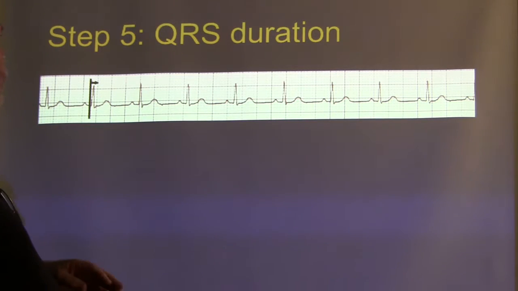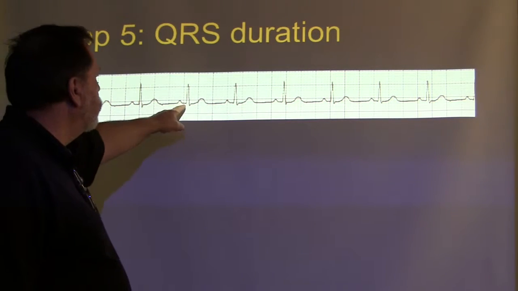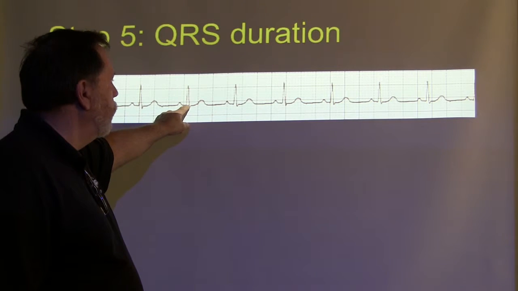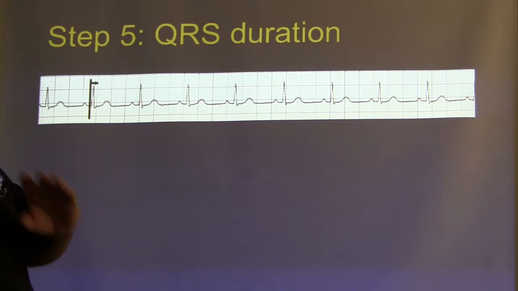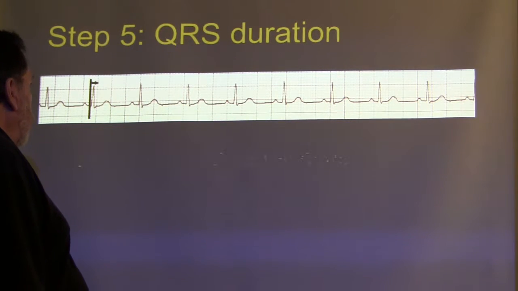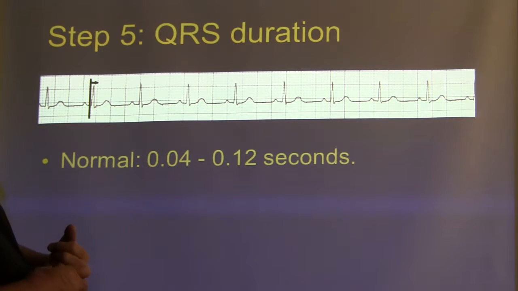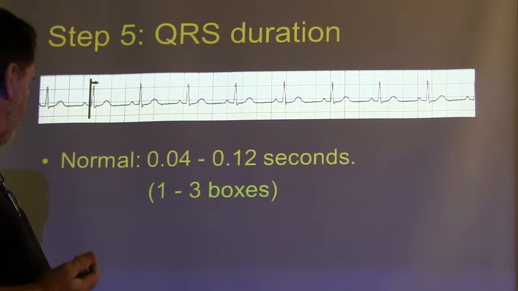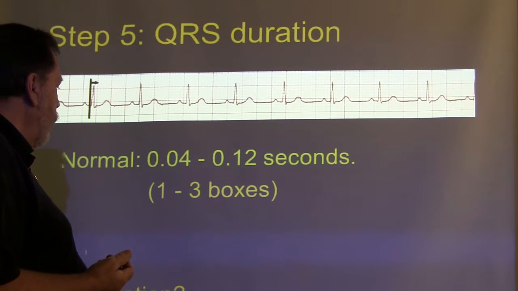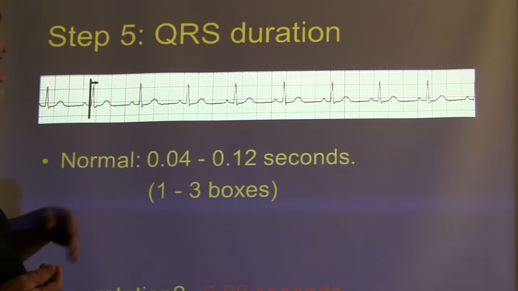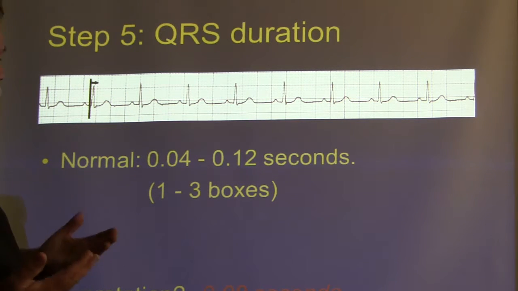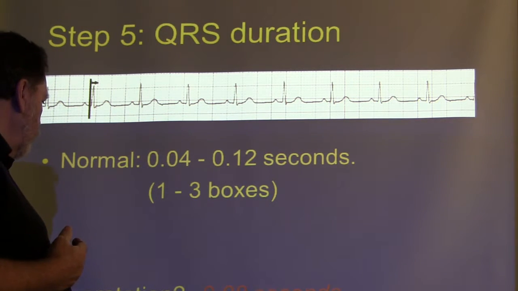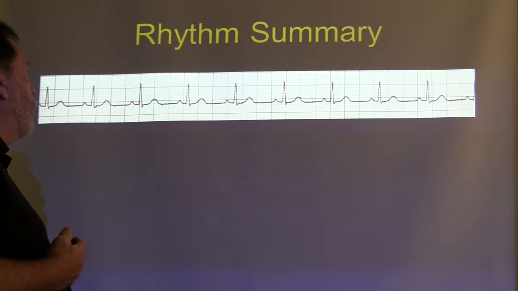And then the last thing is QRS duration. Basically, we're going to measure the width of the QRS here. How wide is that QRS? That's very, very important. Normally, it's between 40 and 120 milliseconds. And we can see it says anywhere between 1 to 3 of the small boxes. In this case, they're about 2 boxes wide, which is 80 milliseconds. So this would be considered normal as well.